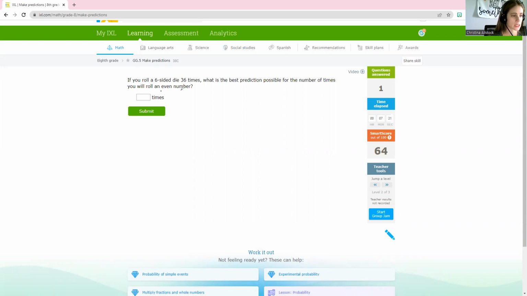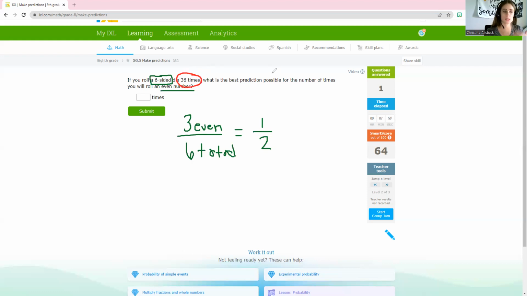We want to predict an even number. If it's a regular 6-sided die, how many of the numbers on that die are even? 3 of them are even, because 2, 4, and 6 are all even numbers. So we have 3 even numbers over 6 total sides. If we simplify that fraction, we get 1/2. And then we want to know, if we perform this experiment 36 times, what is the best possible prediction?